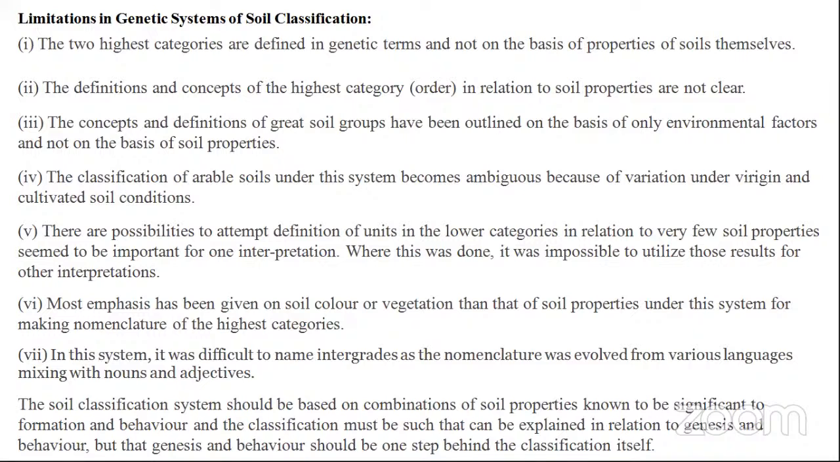In a very short term, this zonality concept was filed away. Based on all those problems, today we are reading this new comprehensive system of classification. This is called soil taxonomy.